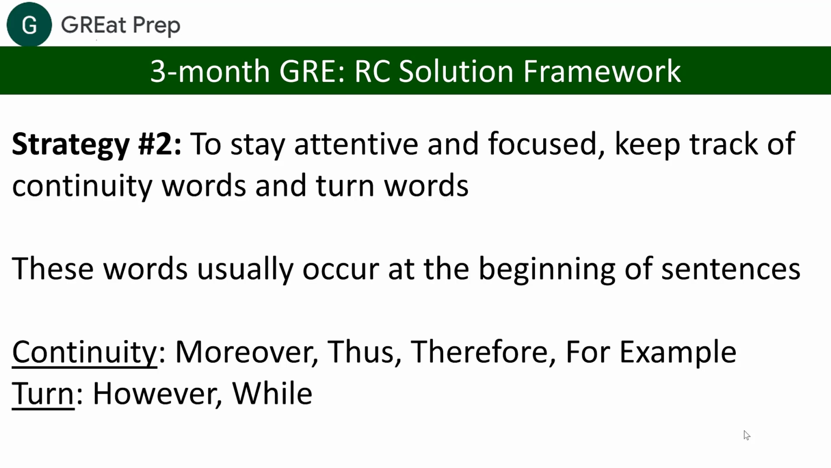A turn word, however, is a word which will tend to turn around the idea of the previous sentence. For example, words like however, while. These are words that are flags or guideposts at the beginning of a sentence which will indicate to you in your mind that the idea that is being communicated in the next sentence is most likely going to contrast the idea of the previous sentence. And hence, you can do some mental accounting to stay attentive and focused and ensure that your chain of thought is proceeding correctly as you read through the passage.